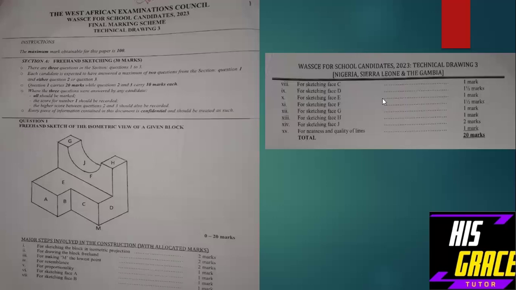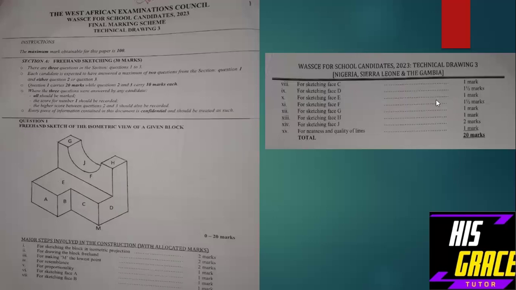For sketching phase D, 1.5 marks. So look at phase D, look at how it looks here. So 1.5 marks is awarded to that. And then for sketching phase E, 1 mark is awarded to that. This is phase E here. 1 mark is awarded to that.